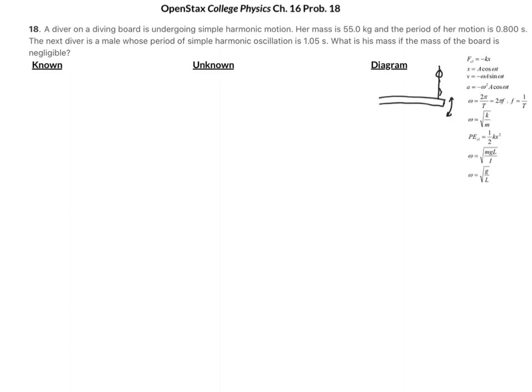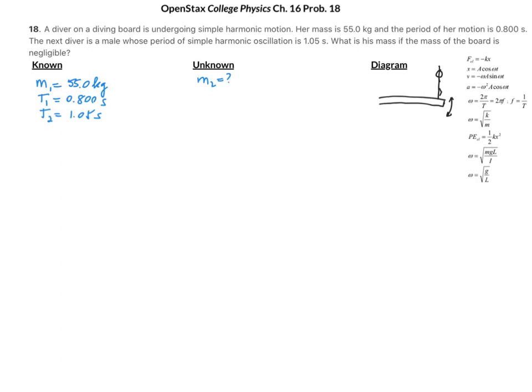So let's write down our knowns and unknowns. We know that mass 1 of the first diver is 55.0 kilograms. We know that the period of motion of mass 1, T1, is 0.800 seconds. Then we know that the period of oscillation for the second mass, T2, is 1.05 seconds. And we're looking for the mass for mass 2, the mass of the second diver.